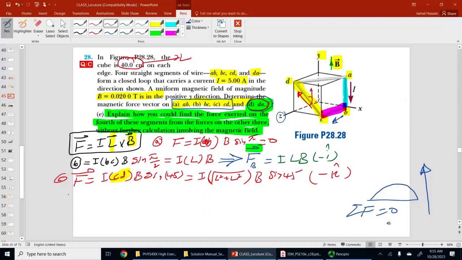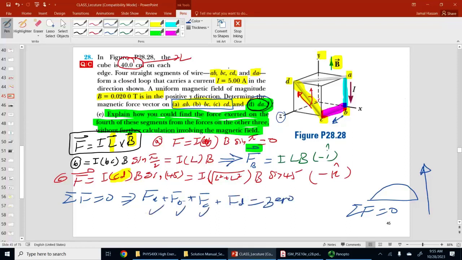What we do is say the sum of the forces is equal to 0. So you have four forces basically, right? You say F of part A plus F of part B, meaning their magnitude, plus force of part C plus force of part D is equal to 0. Okay. We know all those, so it's easy to find the last one.